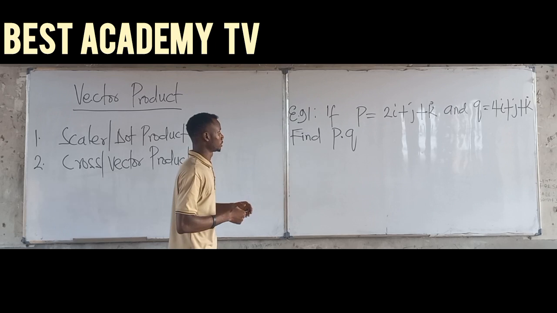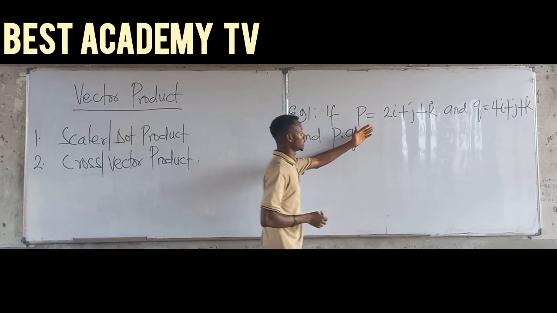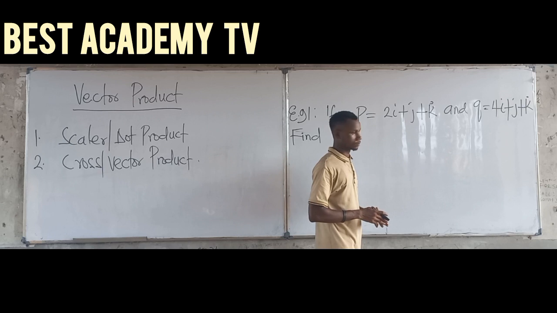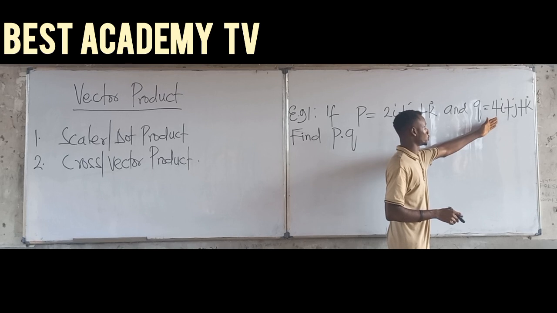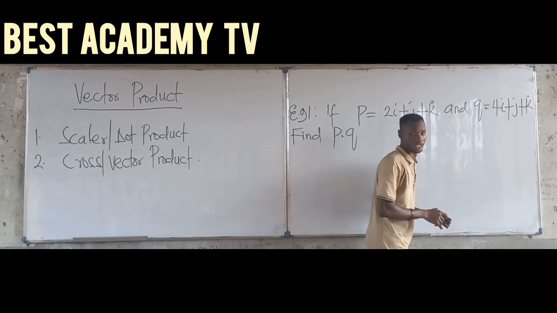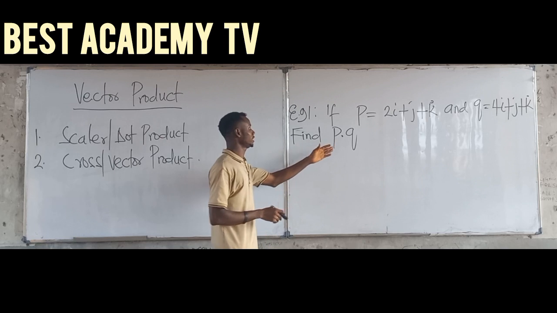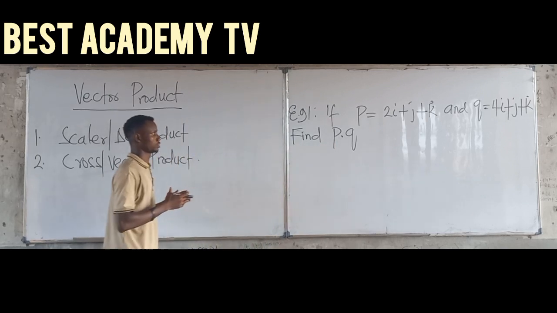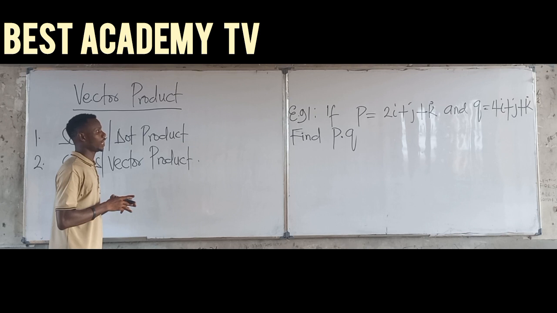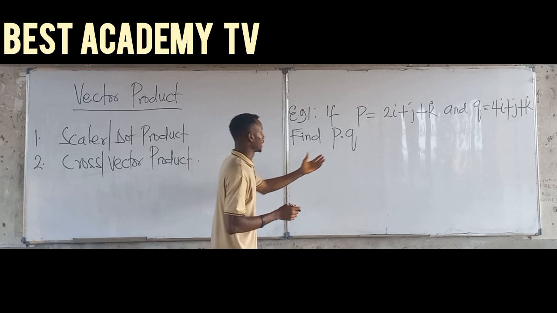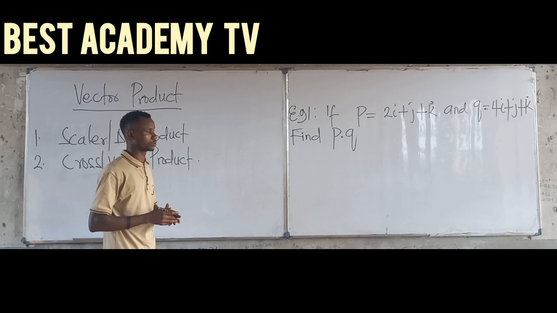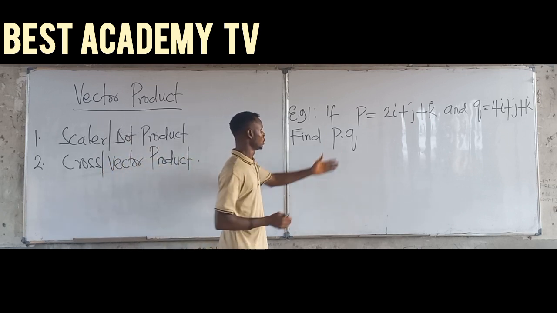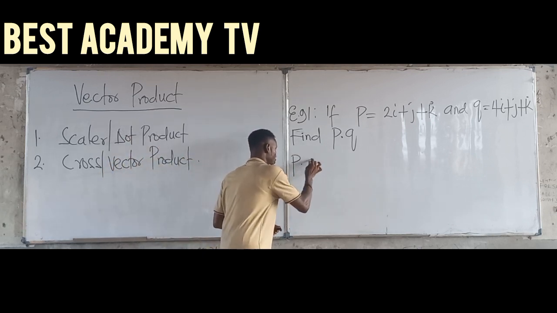Let's take example one here, please. If P is equal to 2i plus j plus k, and Q is equal to 4i plus j plus k, find P dot Q. Now, because of this sign here, it means that this product is said to be dot or scalar product. So how do we evaluate this? I have this to be P dot Q here.